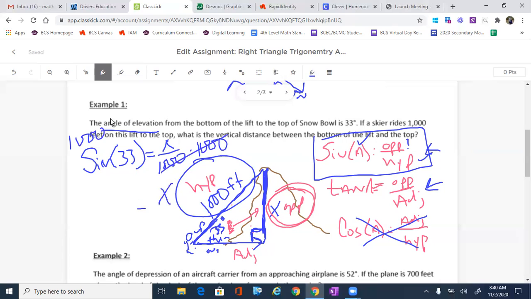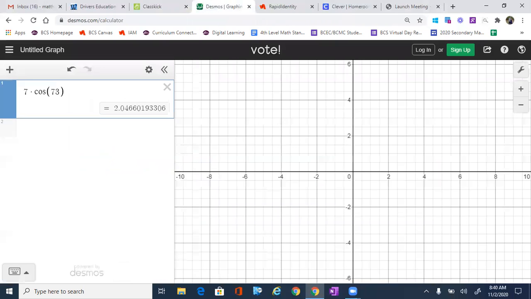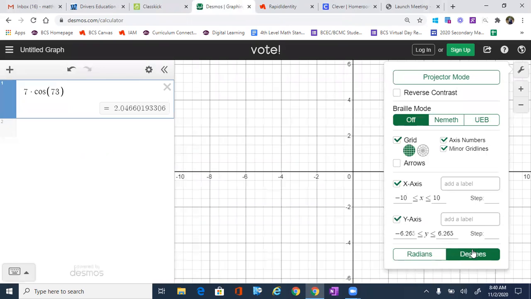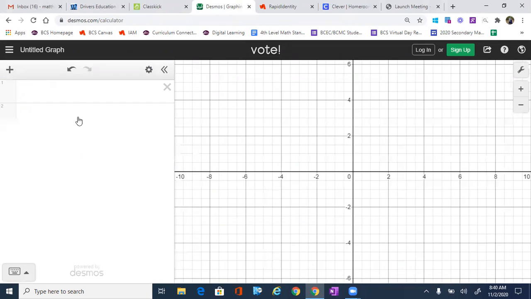X comes out and we get 1,000 times sine of 33. Now remember, we go off to Desmos. We do need to make sure that we are in degree mode. There it is. We are highlighted in degree mode, and we just simply put in 1,000 times sine of 33. And you get 544.